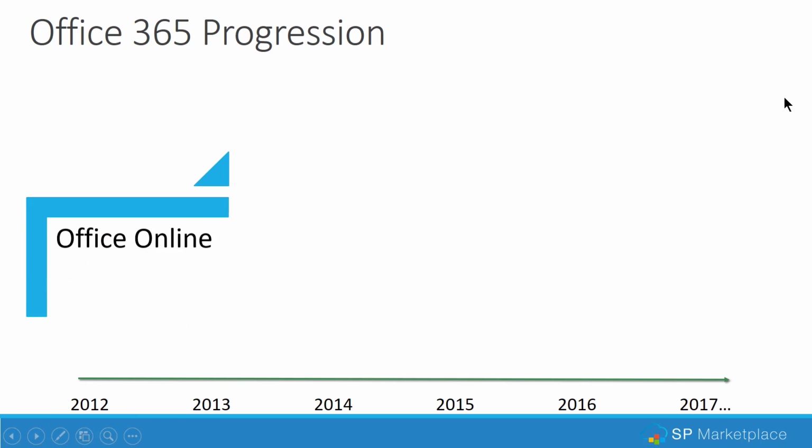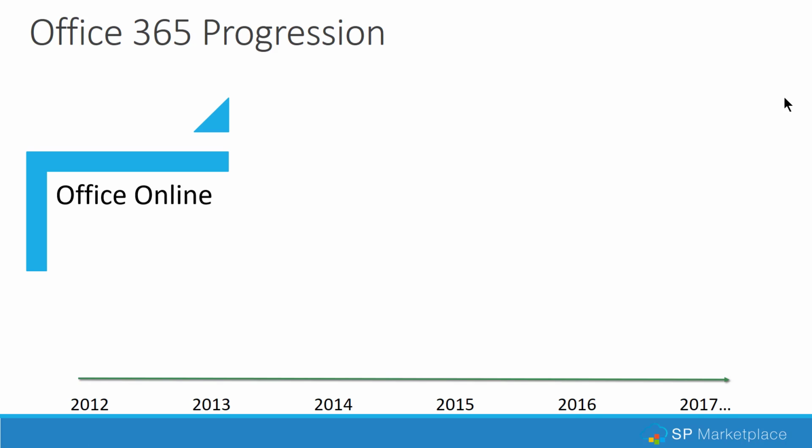And what's happened is Microsoft has actually done a progression of changes to Office 365, which move it from just really your office automation in the cloud to a full digital workplace platform.